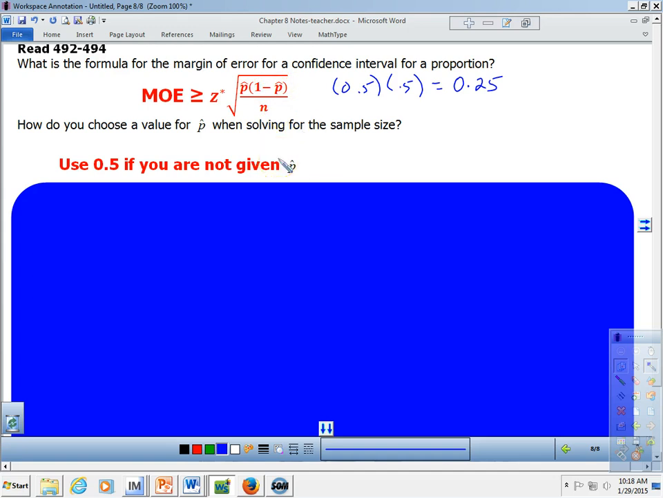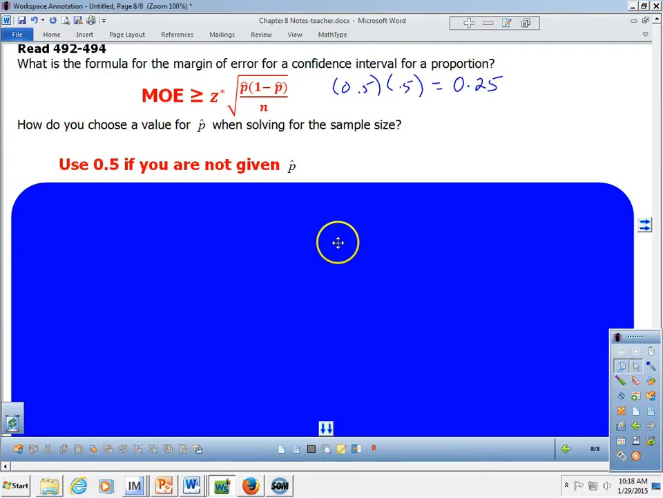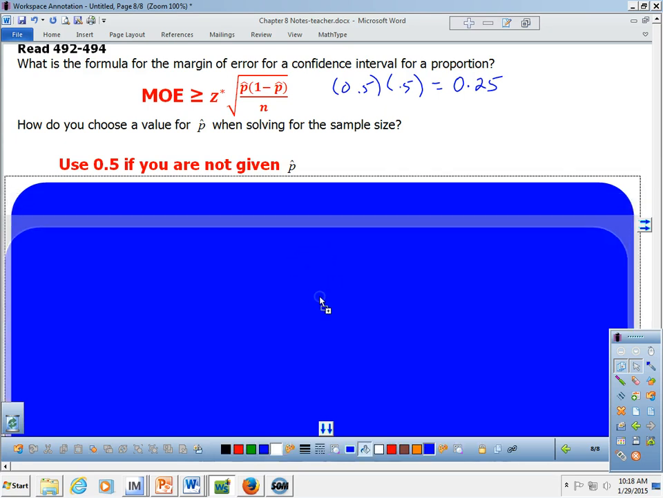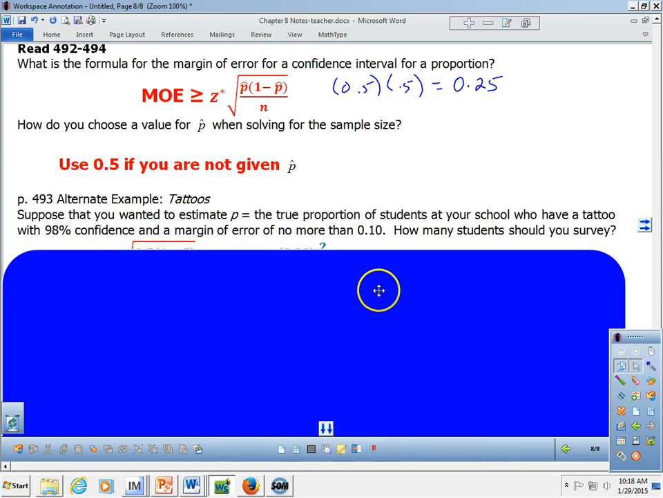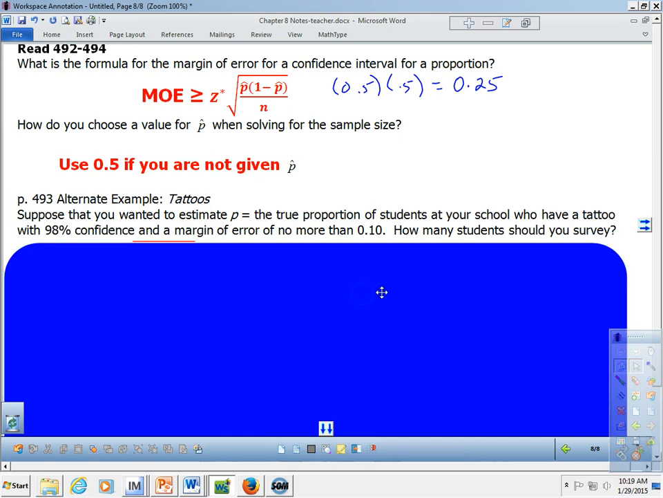So that's why if we don't have a p hat, we're going to use 0.5, right? That being bigger means that our sample size is going to have to be bigger, and it's a more conservative approach, okay? So if you're not given a p hat, just use 0.5. All right? That being the case, we can get to an example here and go through and figure out how to get to that calculation.